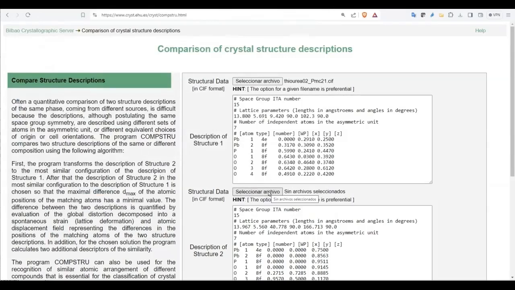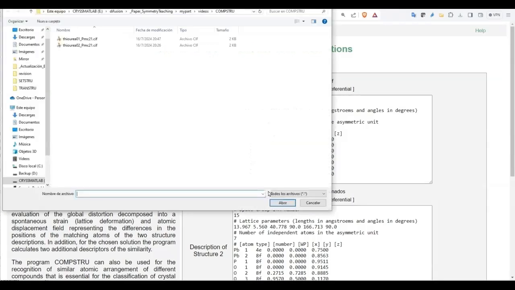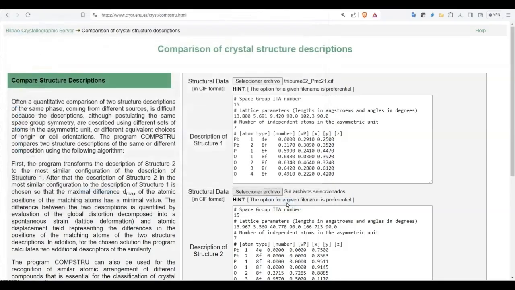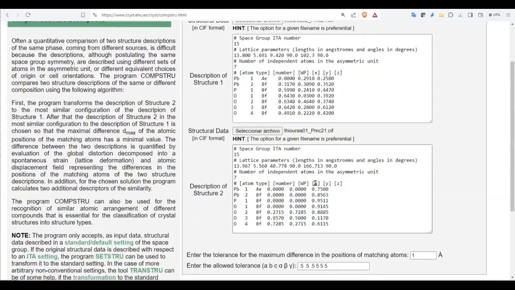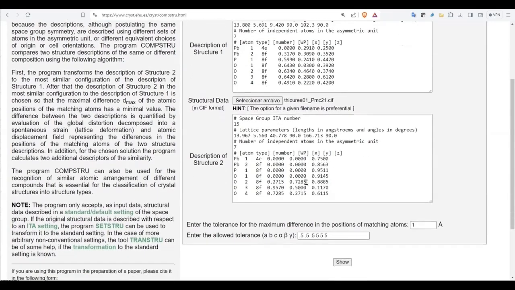and we will get the high temperature form of Theoria 1 that we obtained, also in the P m c 2_1 space group, using the TRANSTRU program. The two of them are in P m c 2_1, which is the default setting for space group 26. Comparison will start from the cell parameters and then go to atomic positions. So we need to give tolerance values.